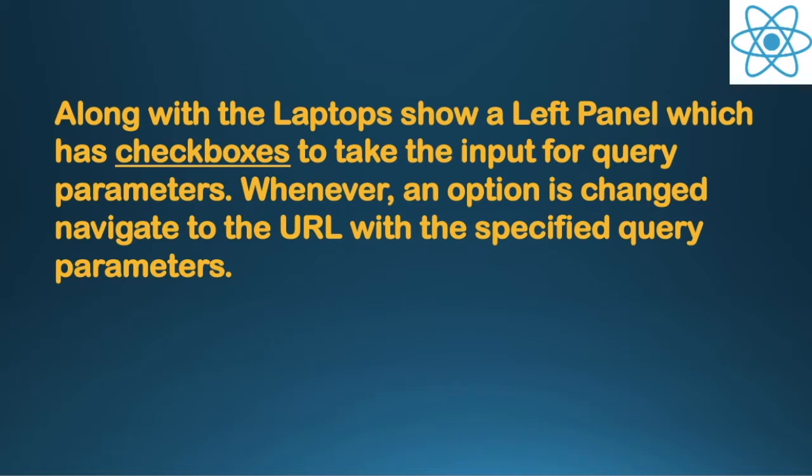Along with the laptops, show a left panel which has check boxes to take the input for query parameters. So this is exactly similar to the previous exercise, the change being that instead of drop downs, we have check boxes. And what this also means is that multiple options can now be selected. The drop down had a single select. This can now have multiple options selected at the same time. Whenever an option is changed, navigate to the URL with the specified query parameters. So the rest is very similar. The only difference being that now we have checkboxes instead of drop downs.